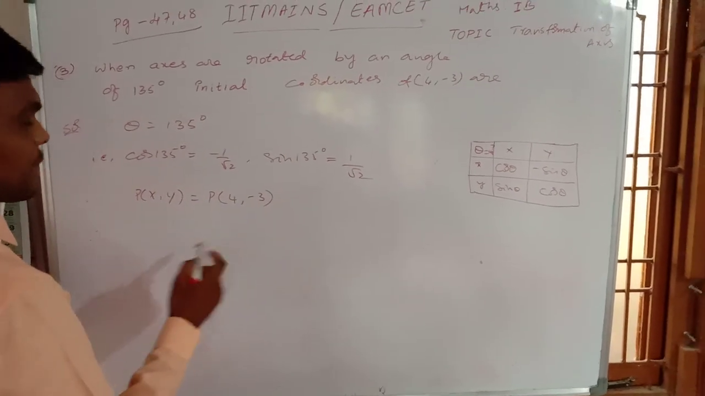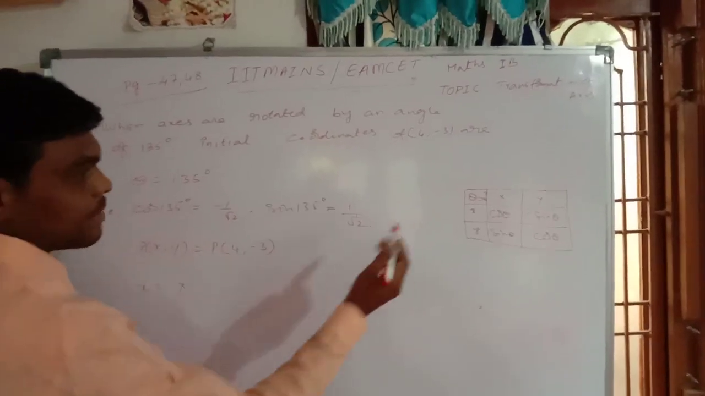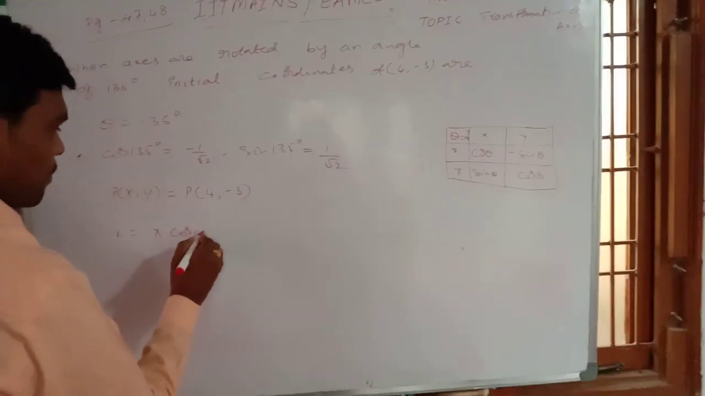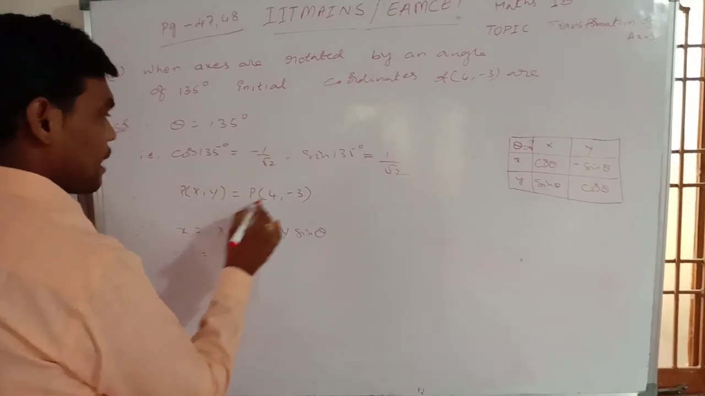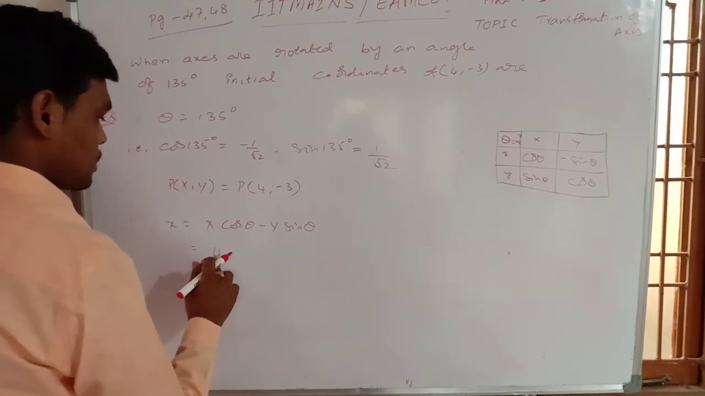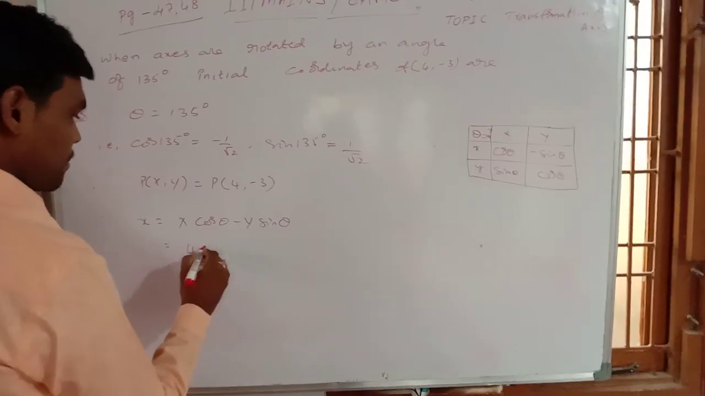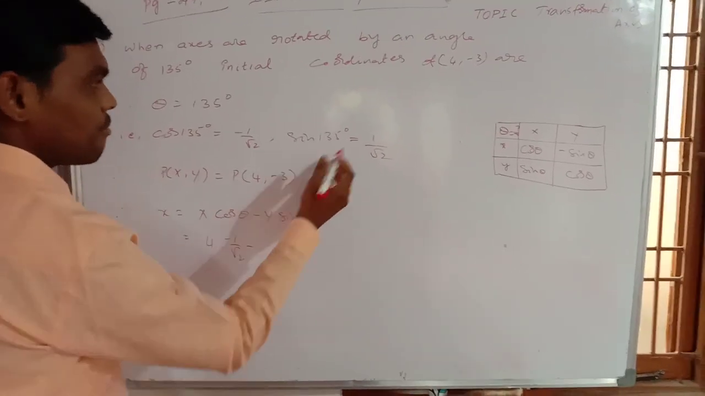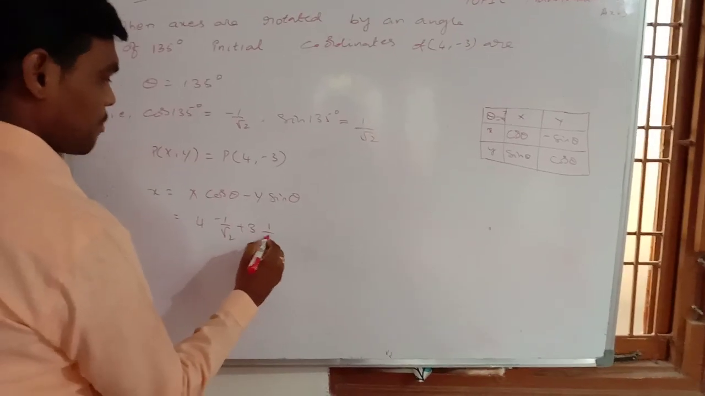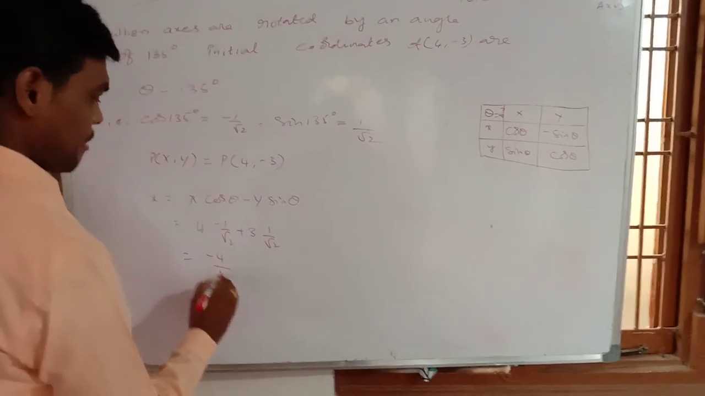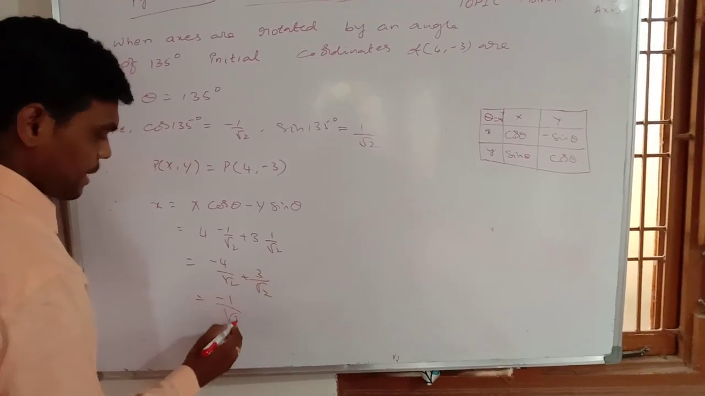Now the initial coordinates are, see the table, small x is equal to capital X cos theta minus capital Y sin theta, and this is 4 into cos theta, minus 1 by root 2, minus of capital Y minus 3, that means plus 3 into 1 by root 2, and this is minus 4 by root 2 plus 3 by root 2, and this is minus 1 by root 2.